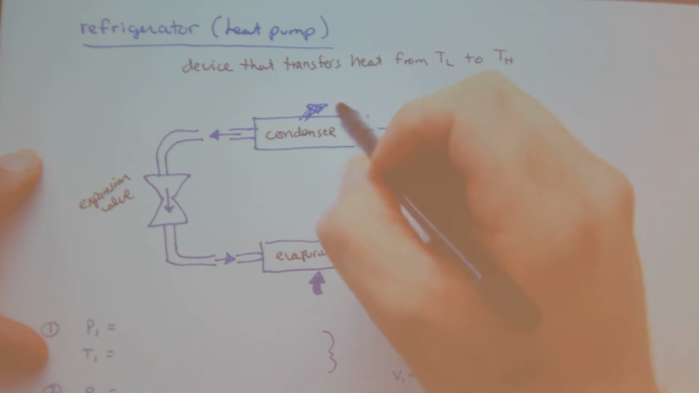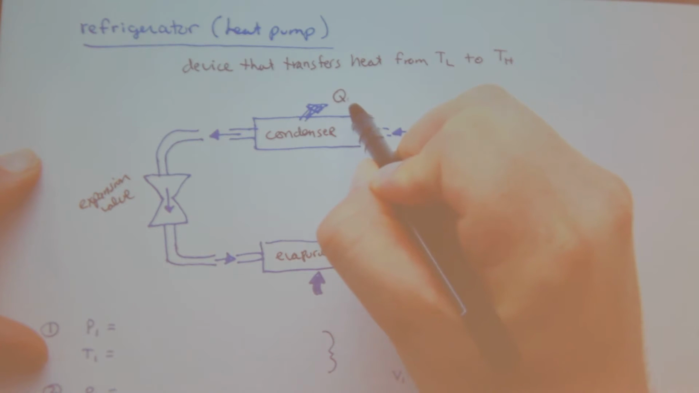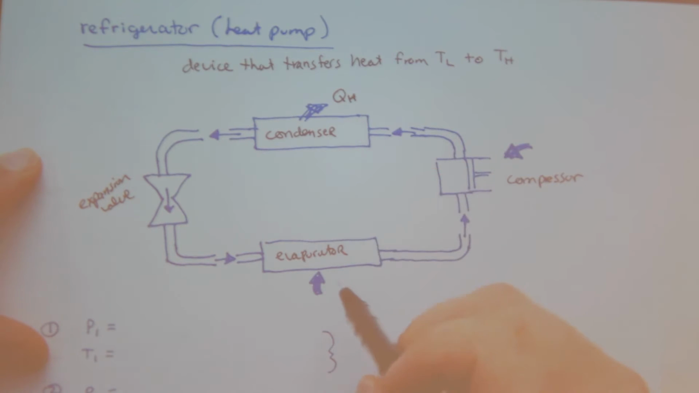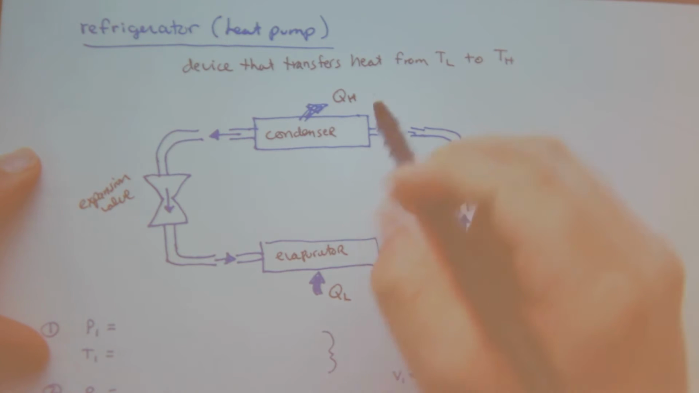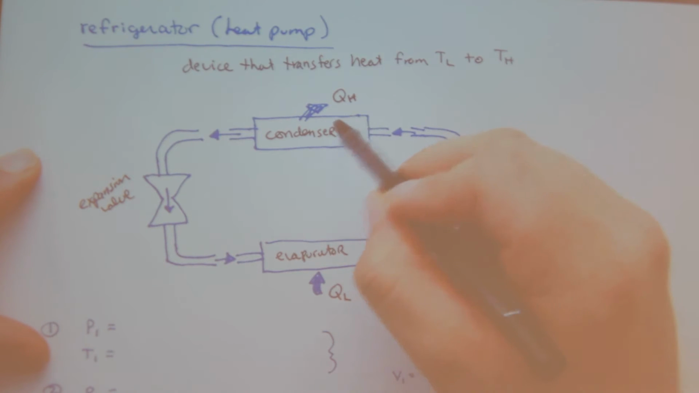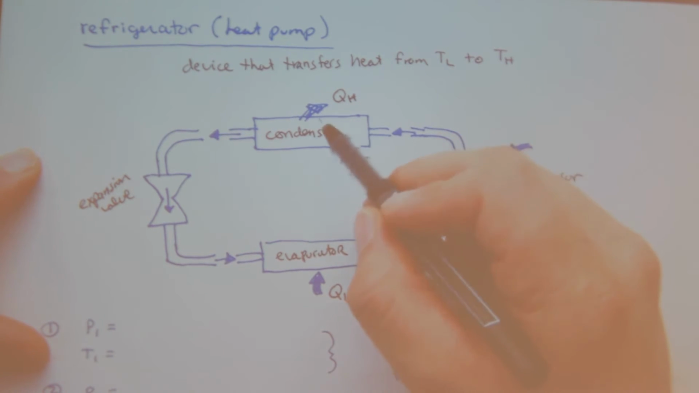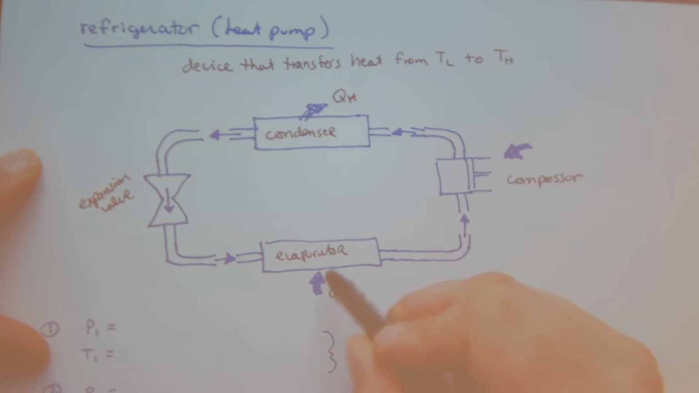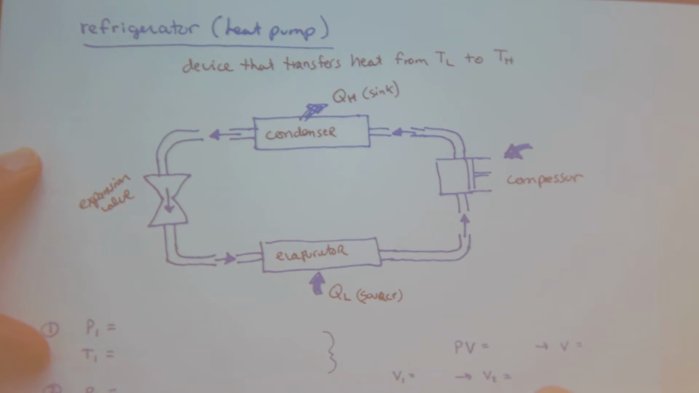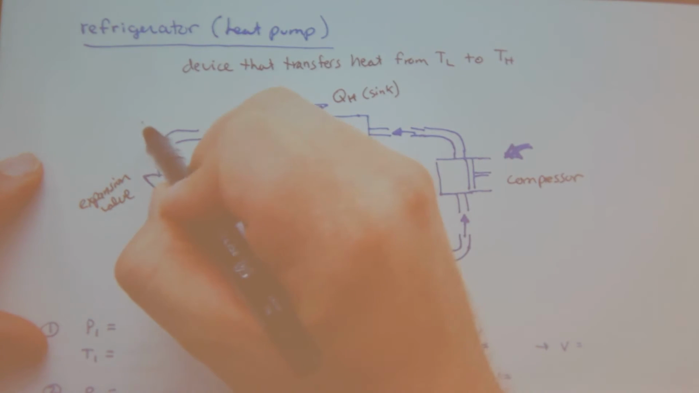So my condenser rejects heat to a high temperature source or sink. And my evaporator sucks in heat from a lower temperature. You can look at them as both sources and sinks, but usually the high temperature is the source, but we're going to reject to a sink, and we have here a low temperature source. And I can put numbers here.